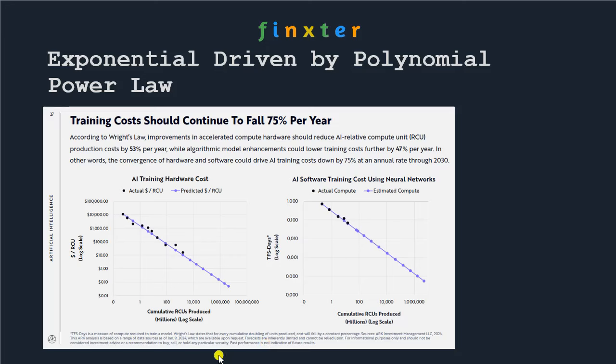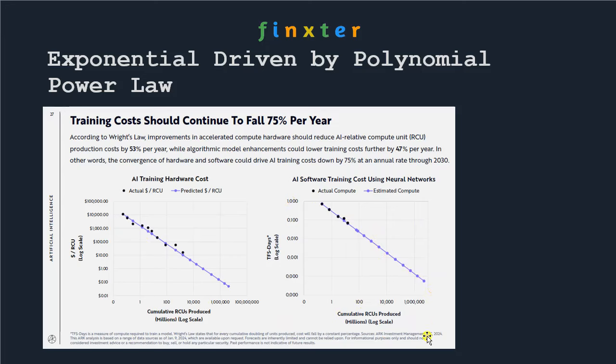If our cumulative number of computational units deployed doubles each year, then we can actually get a fixed percentage improvement of AI training hardware cost and AI software training costs using neural networks and others, right? So we can see an exponential. The exponential can be driven by a polynomial power law. And we see the polynomial here. This is like the underlying force, because if we deploy more units, we learn something from the deployment.